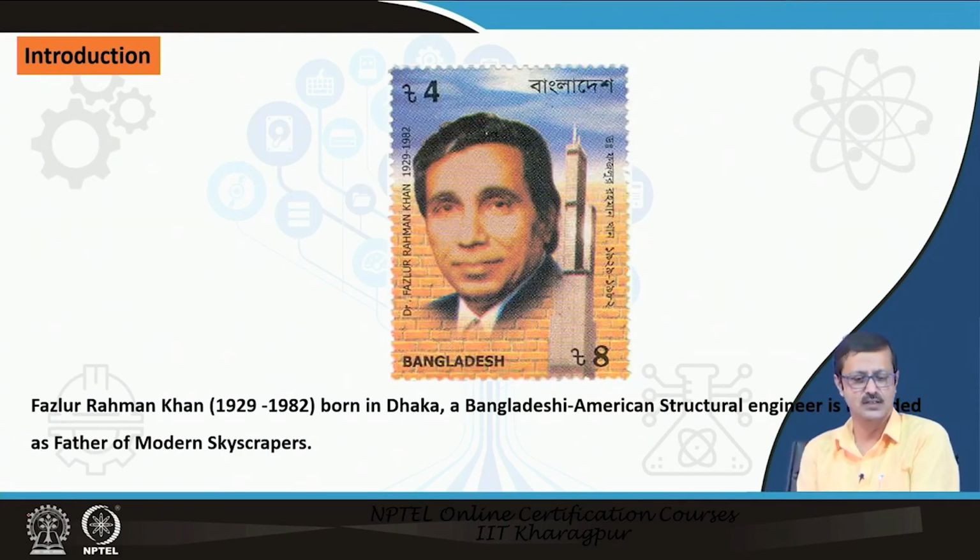So, initially in the introduction, let us first talk about a gentleman who was born in Dhaka, which is in Bangladesh. Fazlur Rahman Khan, 1929 is the birth year, and he is no more. He died in 1982. He is a Bangladeshi American structural engineer, and he developed a lot of structural configurations for high rise buildings in the mid 60s and 70s. He was known to be the father of the modern skyscrapers from the point of view of a structural engineer.